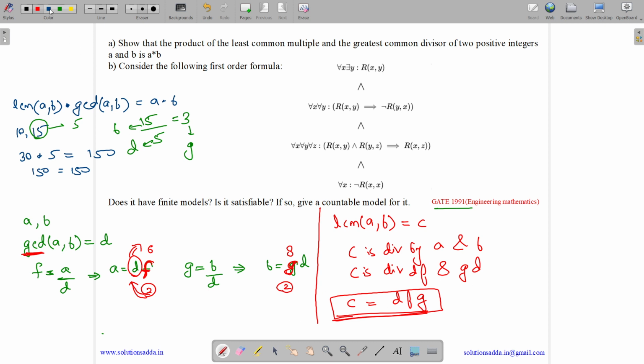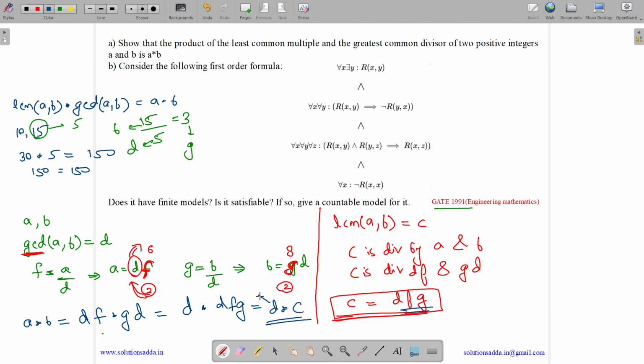Now see this statement. Now we have to prove that A into B equals LCM into GCD. Okay, so A into B, we can write A value to be equal to D into F. Yes. We can write B value equal to G into D. Yes. Now let us take D over here and D into F into G over here. D, and what is the value of D into F into G? It is equal to C.